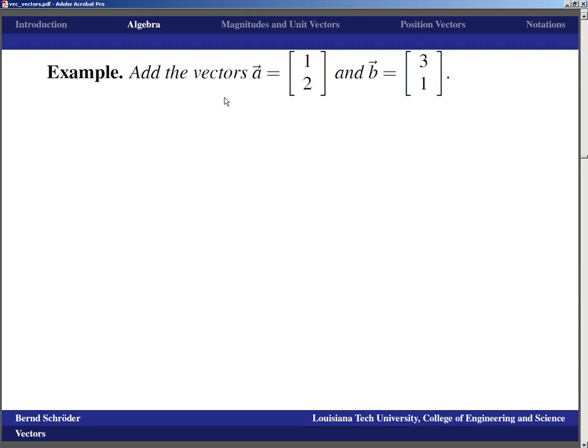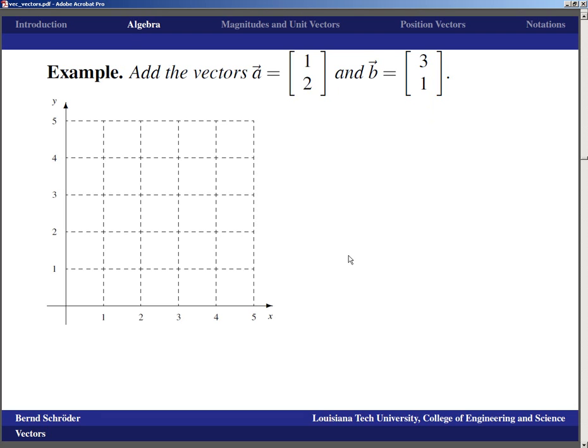And the example is just very simple. We want to add the vectors (1, 2) and (3, 1). And what would that look like? Well, here is a two-dimensional coordinate system, so we'll freely work with two-dimensional vectors, three-dimensional vectors, whatever we need. And, well, here's the vector (1, 2), and that's A. And here's the vector (3, 1), and that's B.